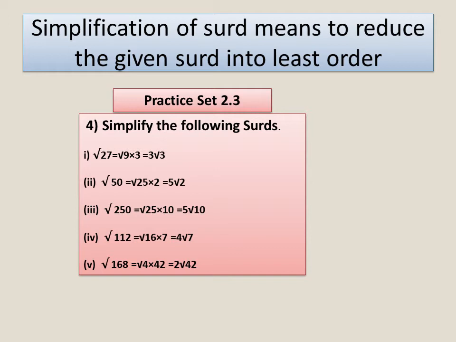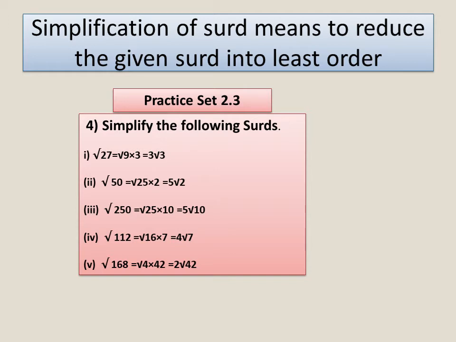Square root of 250. Here also the order is 2. Therefore one square term, that is 25 tens are 250. We want to split 250 into one square term, that is 25 into 10. 25 is the square of 5. Therefore the answer is 5 root 10.